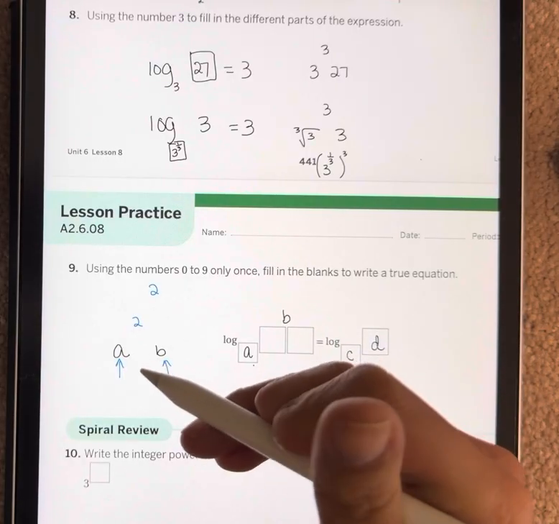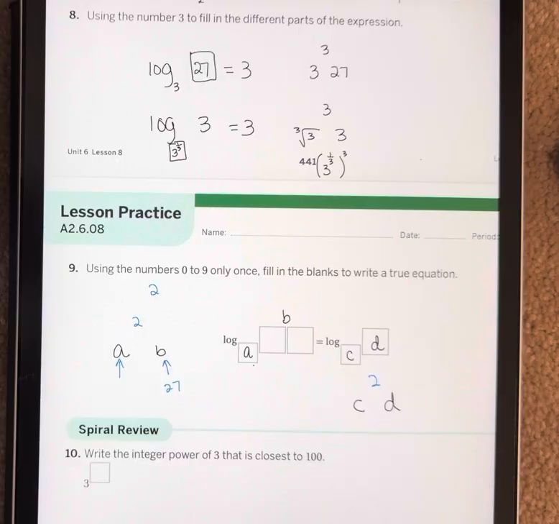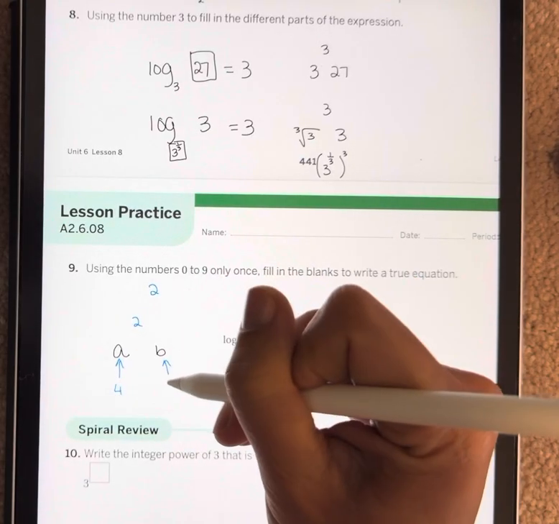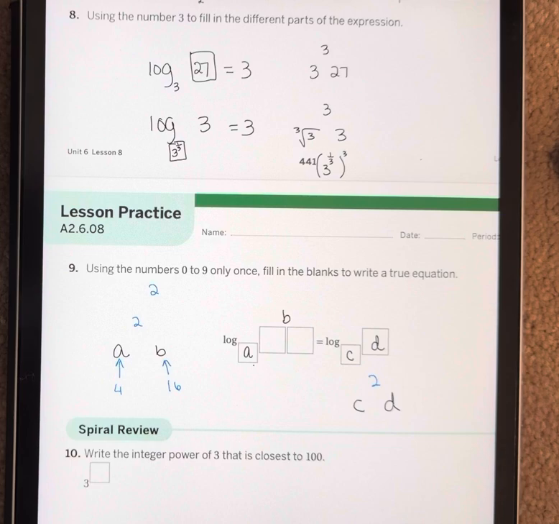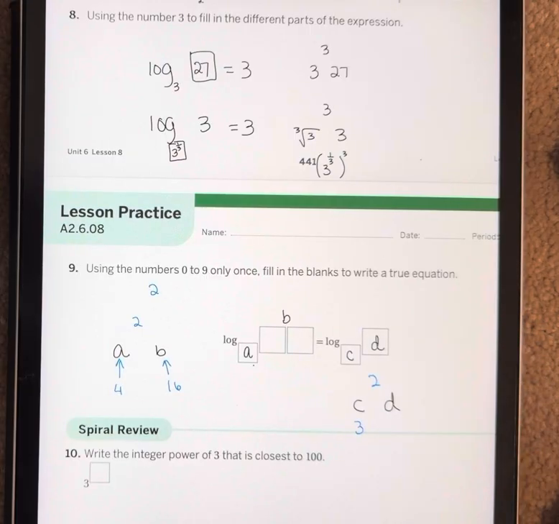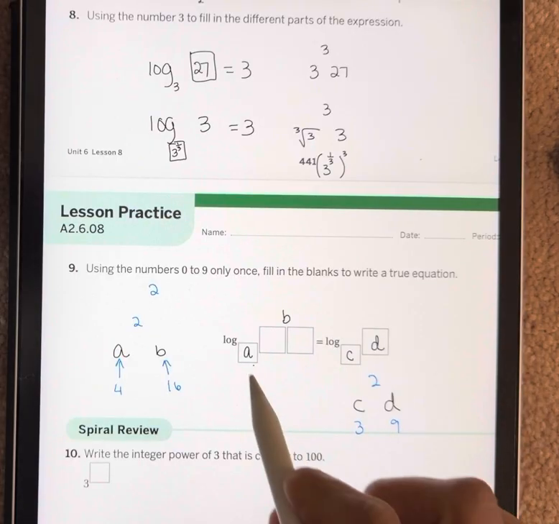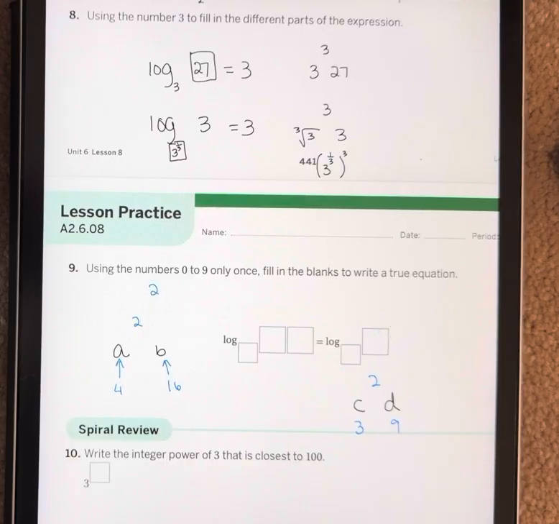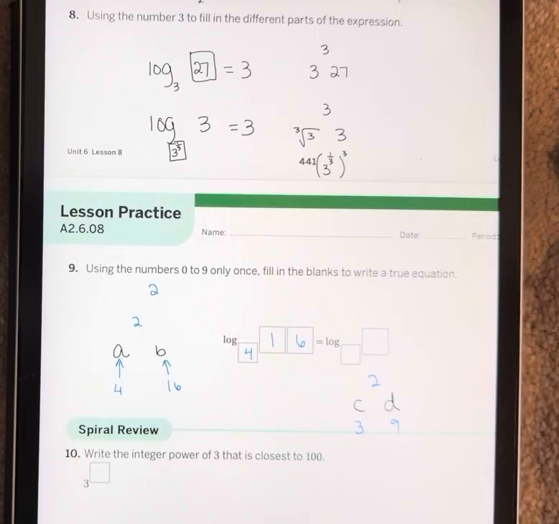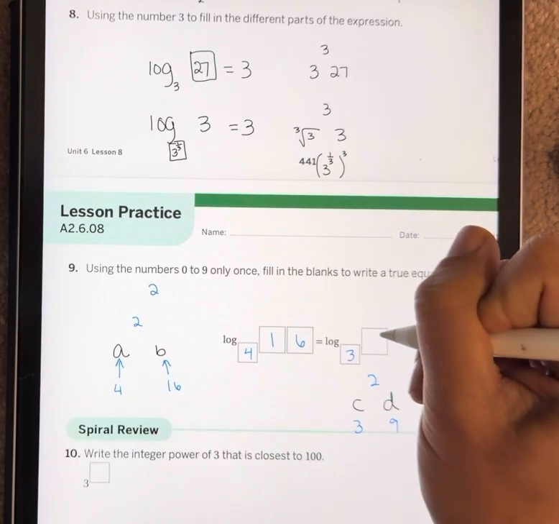Okay, so now I need A to be something that when squared is a 2-digit number. So A has to be at least 4. If A is 4, I get 16 here. It's a 2-digit number. That works. And then over here, I need C to be a number I have not yet used. So 3. And when squared, it's a 1-digit number that I also haven't used. Boom. Okay, we did it, guys. Let's go see it. A is 4. B is 16. C is 3. And D is 9.